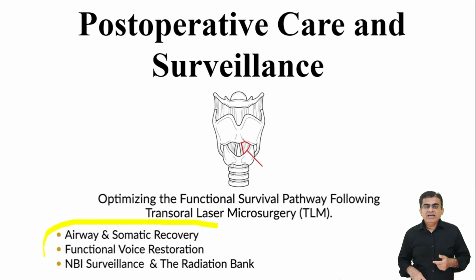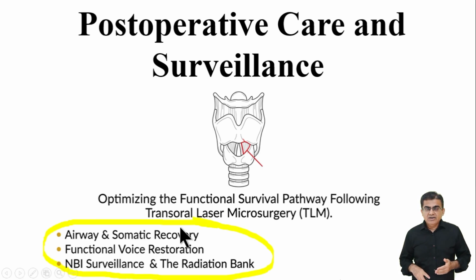First, we will cover airway and somatic recovery. This means we will deeply discuss how to manage the patient's breathing, pain, and diet immediately after the operation. Second, we will discuss functional voice restoration. We will look at exactly how the vocal cord heals and the specific steps we take to give the patient good voice again. Finally, we will explore NBI surveillance and the radiation bank.